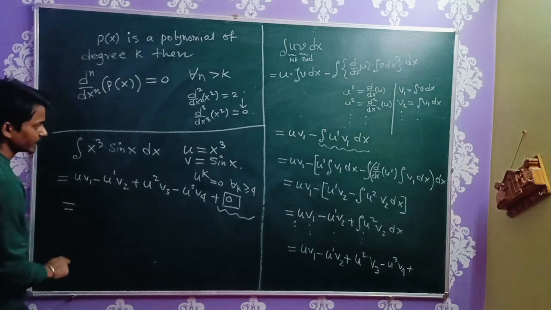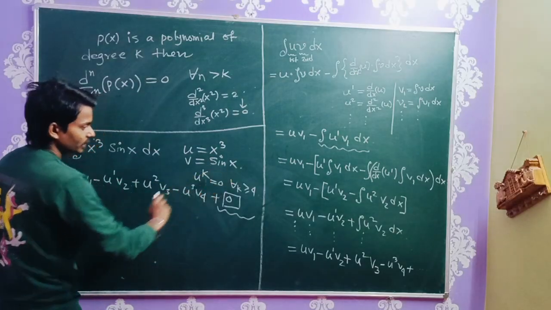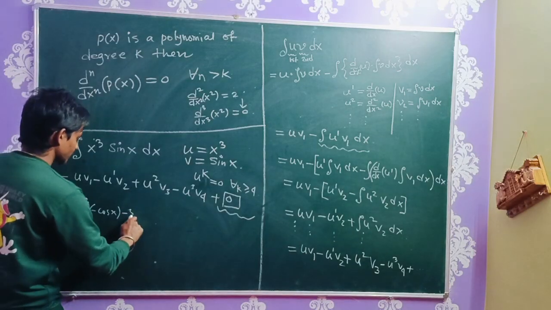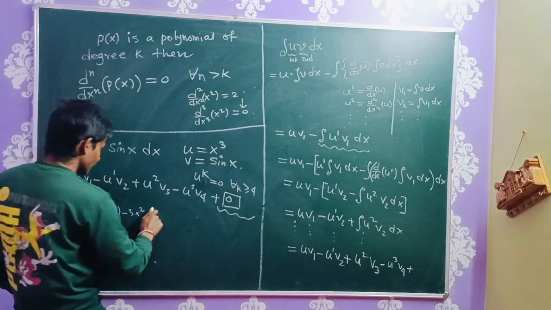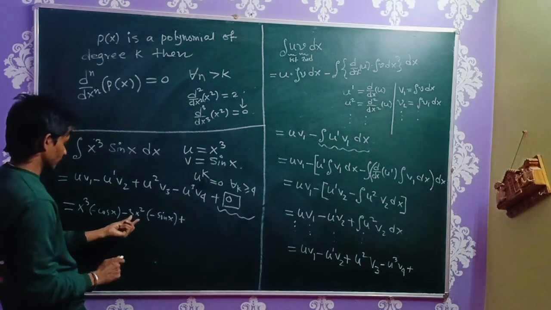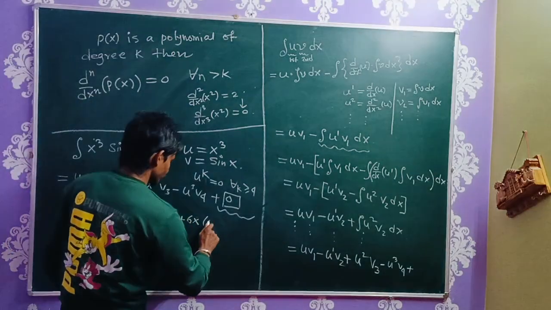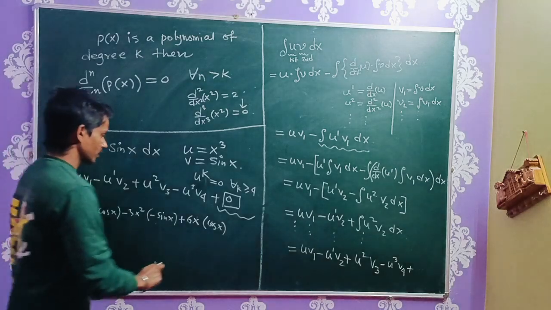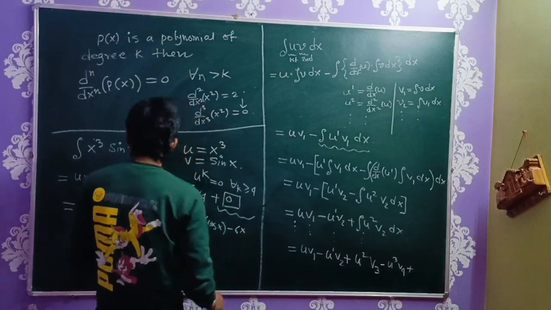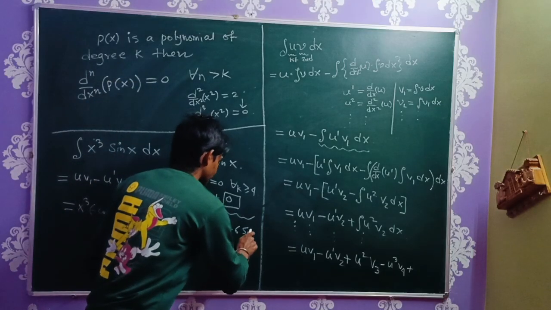So now let's apply it here. The u stays as it is, so x cube. What is v1? v1 means the integration of sin x, which is negative cosine x. Then minus the derivative of u, which is 3x square, times the integration of this again, which becomes negative sin x. Then plus the derivative of this, which will be 6x, and the integration of this will become cosine x. Then minus the derivative of this, which will be 6, and the integration of this is sin x.